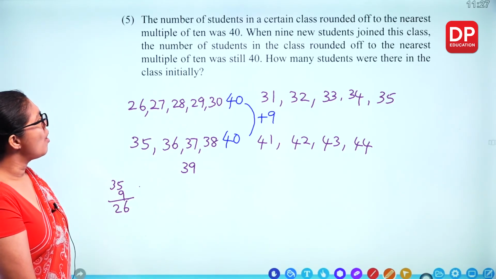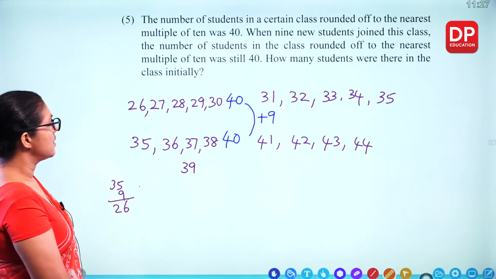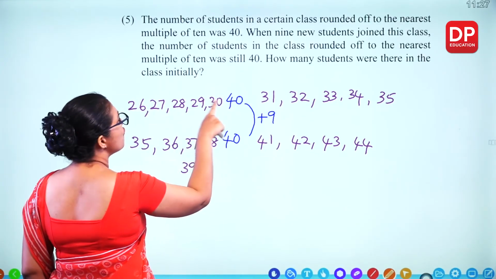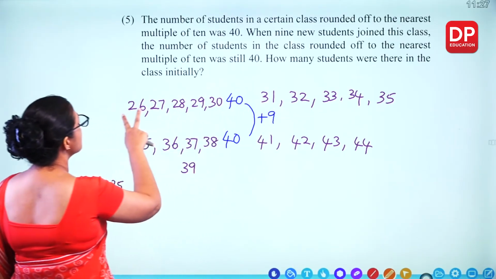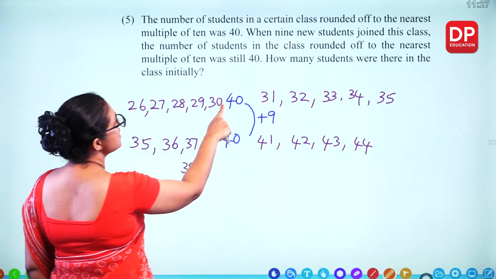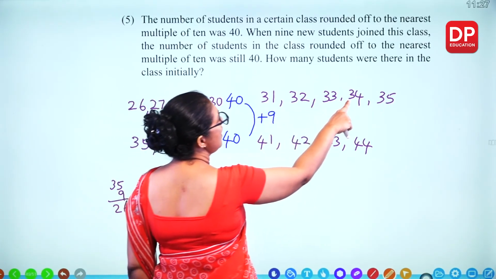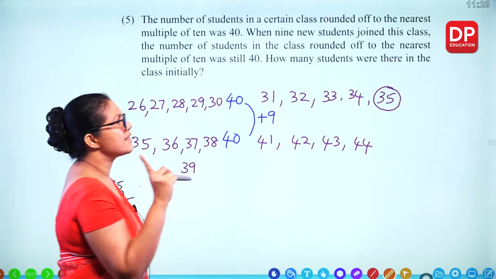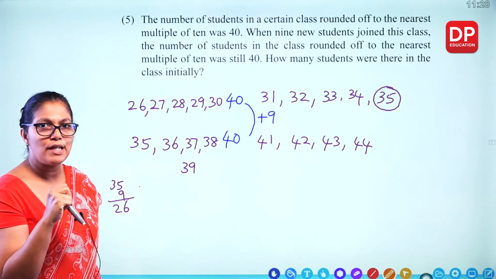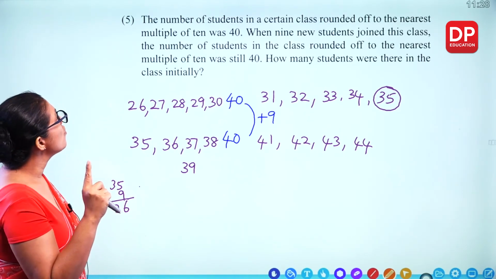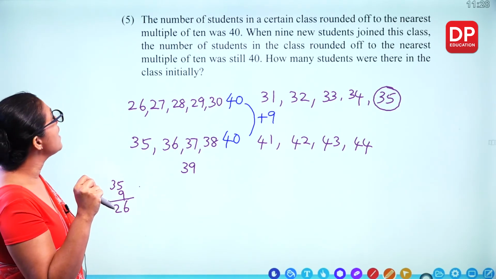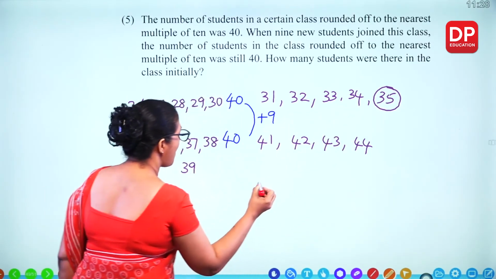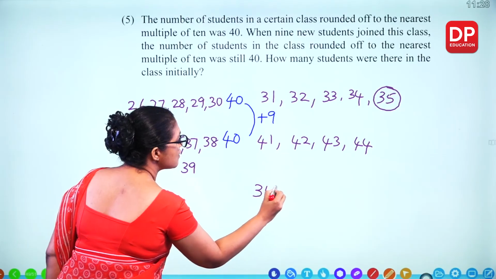Now, where you get rounded to 40 with these numbers, all these numbers 30, and only this number you get 40. Still the rounded value is 40. So how many students were there in the class initially? That's the only number, that's 35.